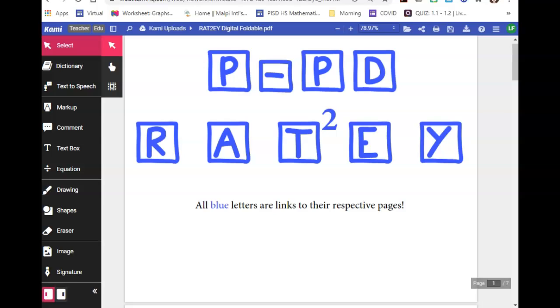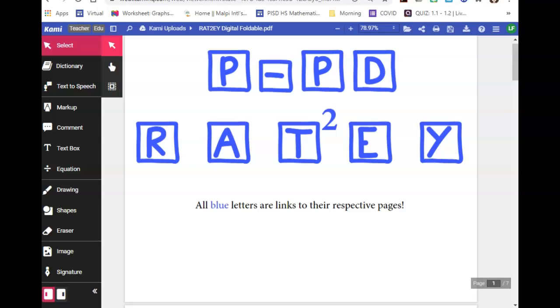I know that some of you really prefer to print things out and do your notes on paper and then upload them that way, and I totally respect that, but I'm asking that today you please try Kami, because there are links embedded into this, and I'm not going to lie, I'm kind of proud of myself. So we're going to do my digital foldable.